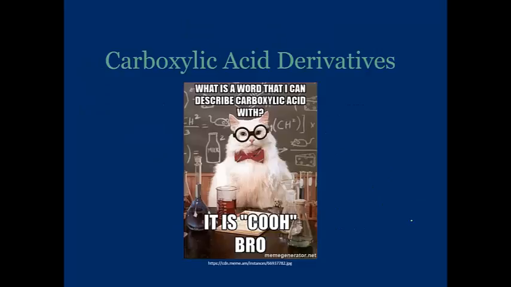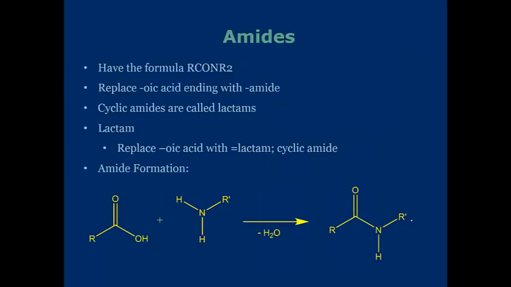We've covered some fundamentals of carboxylic acids. In the next part of this lecture, we're going to go over carboxylic acid derivatives. We'll start with amides. Amides have the formula RCONR2, and R2 just simply meaning functional side chain 2. You replace the oic acid ending with amide, and cyclic amides are called lactams. When you name lactams, you just replace the oic acid with lactam.